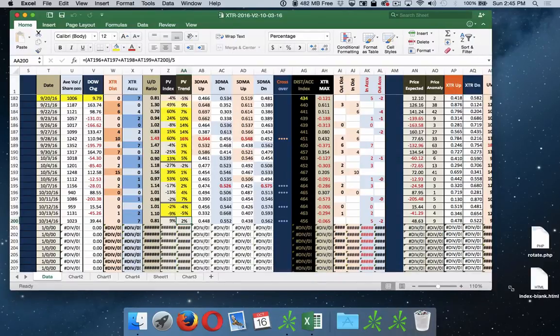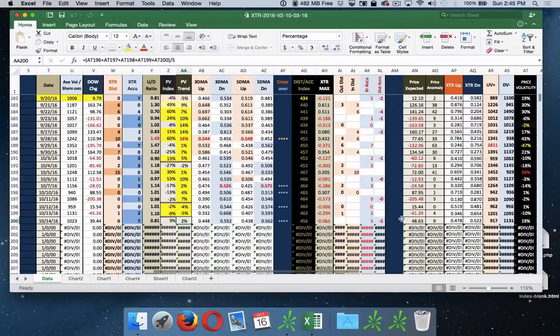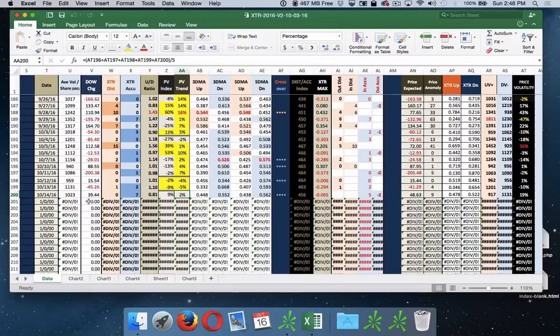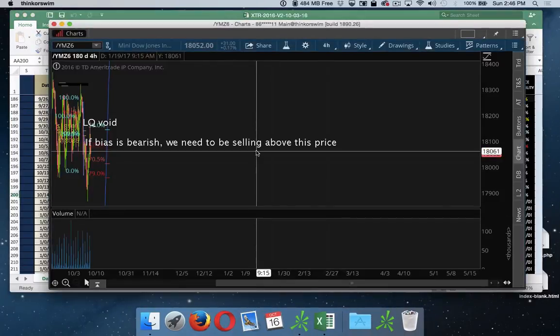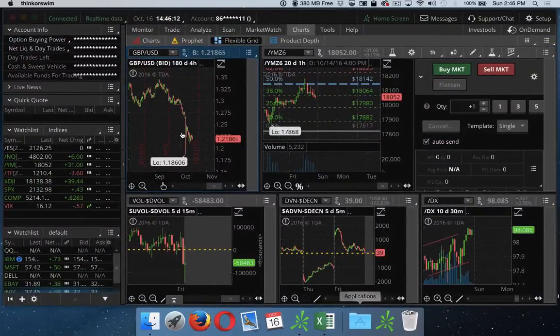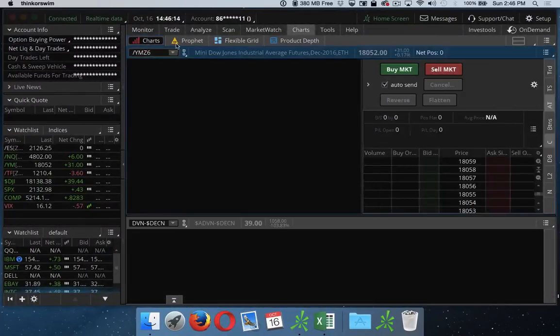All right, so here's the spreadsheet the way it looks right now. Basically on Friday, we're up 39 points, but remember, during the day we were up a lot more than that. We're up close to, I think it was like 150 points or so. Let me just go check here. I have a couple different charts up here.